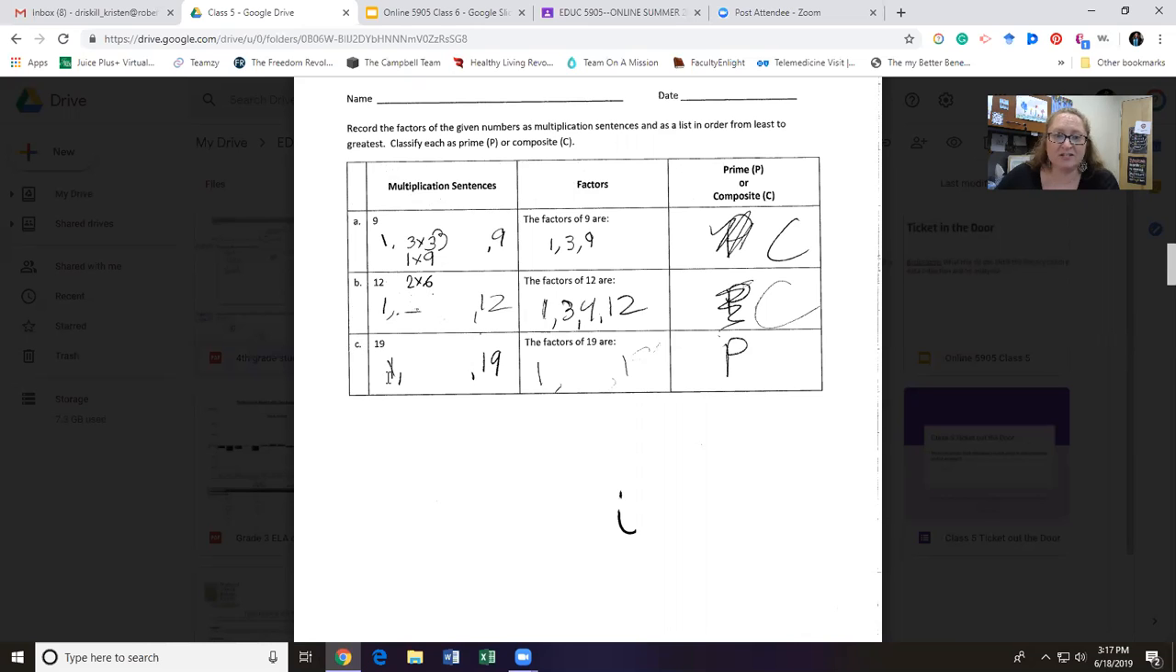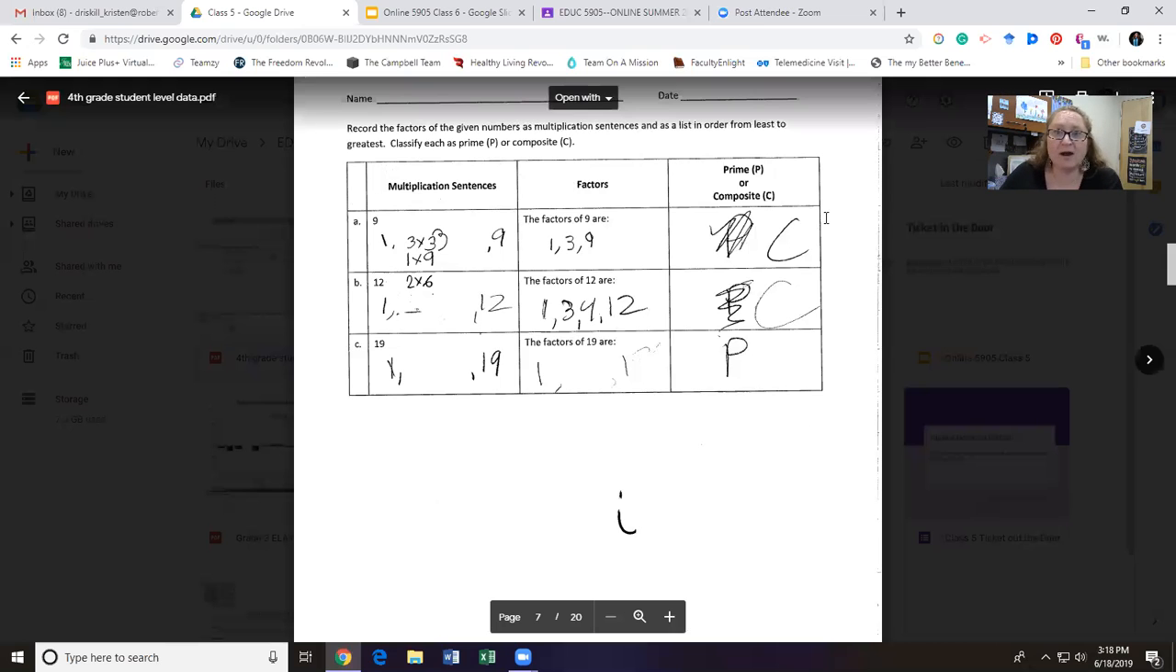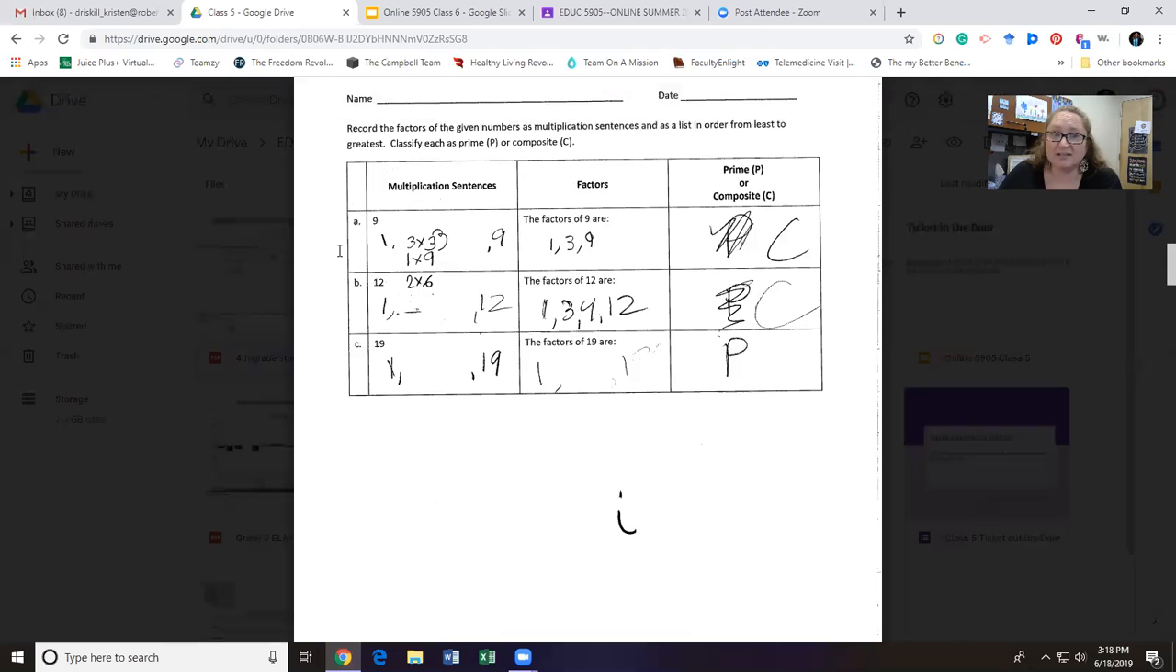And now 19, she's got 1 and 19. Okay, but that's not a multiplication sentence, right? And then the factors, we can assume that she meant to write a 9 here, so 1 and 19, and then that's prime. So this is a little tricky. This is another example of how in one problem or in one piece of work you can have multiple colors. She gets prime and composite. She's got it with the 9.